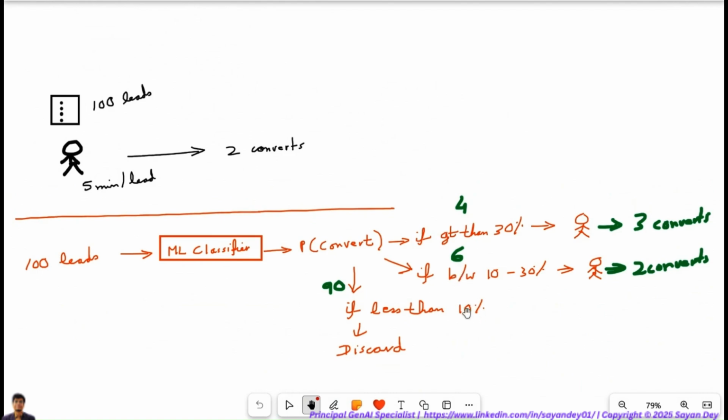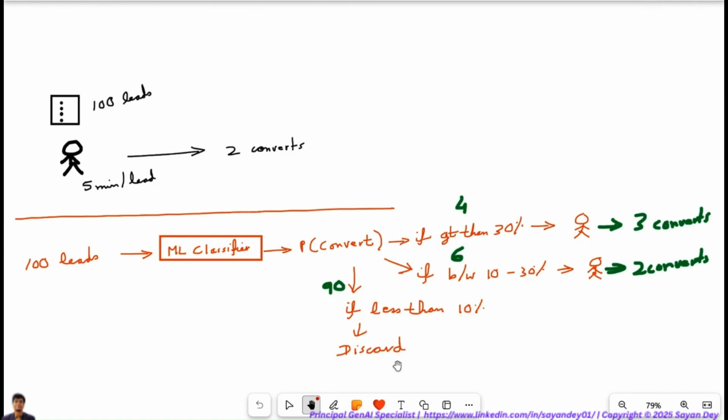Now we can debate about these threshold values. I'm just taking a ballpark number, but typically in the real world this number will be much lower, because even if you have a 1% chance that a lead will convert, you still want to take a chance and call the lead. So maybe this number will be as low as 1% in practice. Only if the probability of conversion is less than 1%, only then will you discard the leads. Because when you discard a lead, you're straight away losing business. So before you discard, you want to be very, very sure that this customer definitely will not come with us.